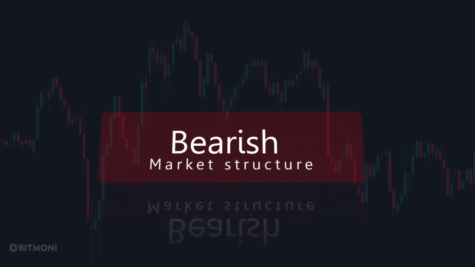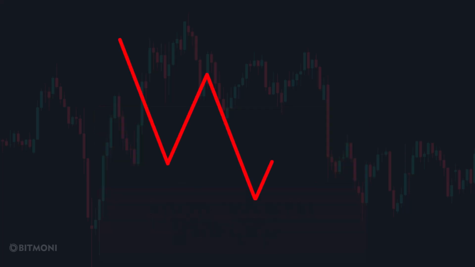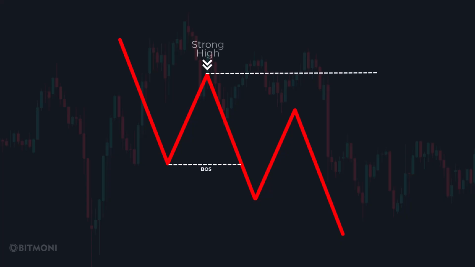Now let's look at a bearish structure. In a bearish market, price moves downward by consistently forming lower highs and lower lows. A break below a previous low indicates that sellers have taken control. The high formed just before that break is known as a strong high. It's labeled strong because the market reacted to that level and continued moving down from it.